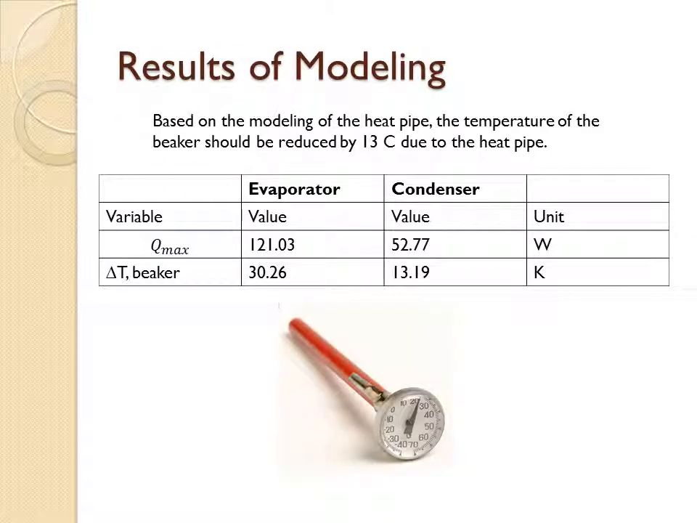The results of modeling concluded that the heat pipe was capable of reducing the 1 liter of boiling water in 15 minutes by 13 degrees Celsius. This is shown in the table below.